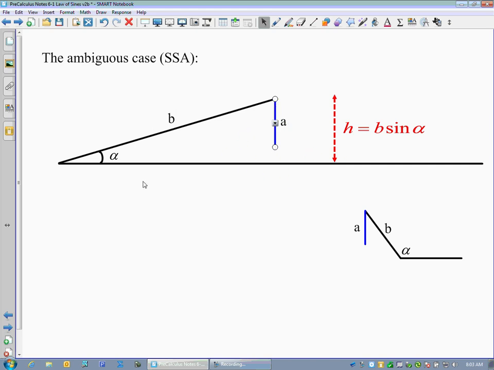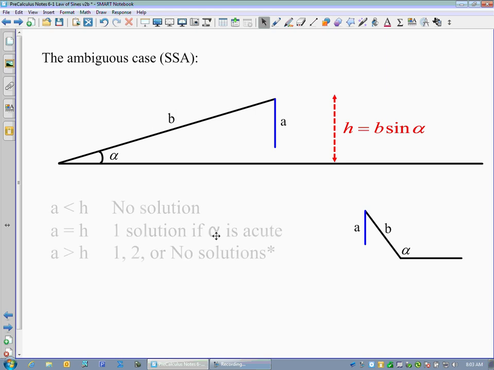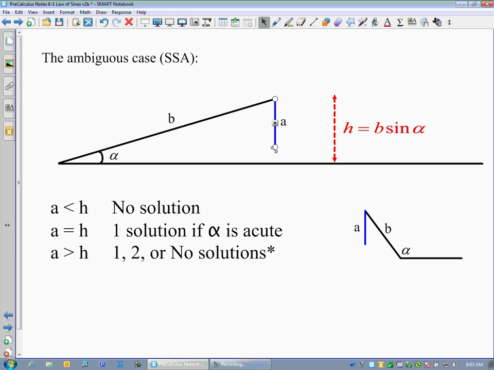But to run you through all of the logic, let me first give you your little chart here, and then I'll walk you through these. So first of all, if a is less than h, then as we can see clearly there's going to be no solution. Now if a is exactly equal to h, then there's going to be exactly one solution if your alpha, this angle, is acute. So this would be exactly one solution, and it would be a right triangle.